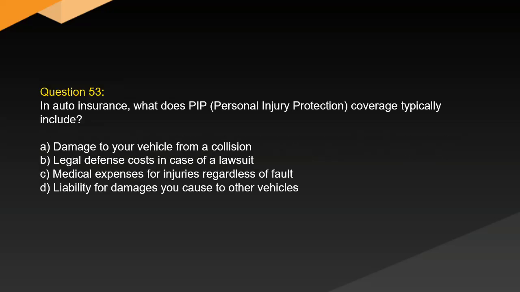Question 53. In auto insurance, what does PIP, personal injury protection, coverage typically include? A. Damage to your vehicle from a collision. B. Legal defense costs in case of a lawsuit. C. Medical expenses for injuries regardless of fault. D. Liability for damages you cause to other vehicles.